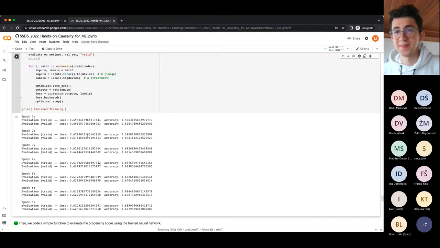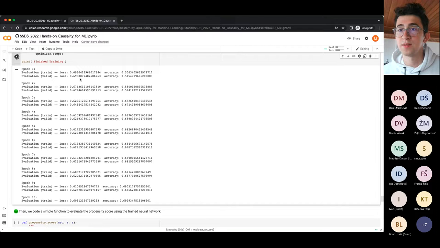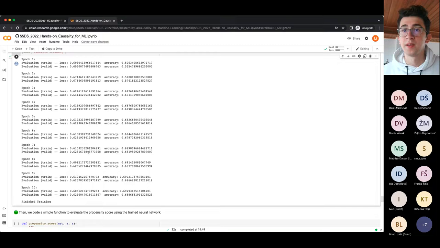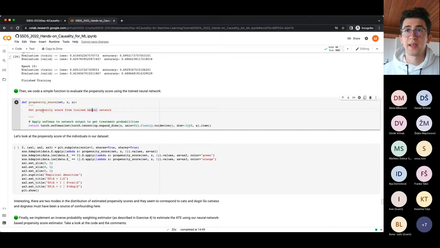And as we can see, we already decreased our loss from 0.69 to 0.60 approximately. Validation also went down. So that's great. So we have trained now. Now we just need a function which gives us these propensity scores, these estimates based on the neural network. So we run this one.